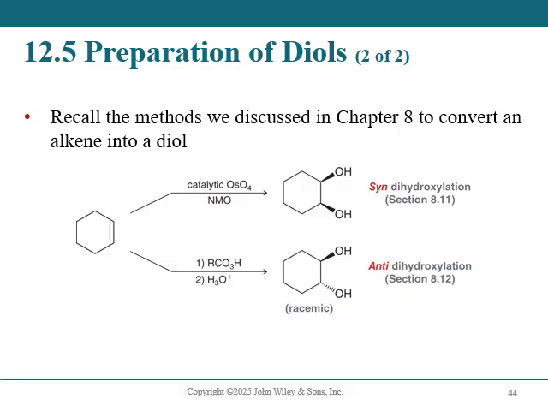In the second reaction, we first form an epoxide using a peroxy acid and then open that epoxide under acidic conditions. Because epoxide opening occurs through backside attack, the overall result is an anti-dihydroxylation. The two hydroxyl groups end up on opposite faces of the ring, giving a trans diol. Notice that one OH is shown as a wedge and the other as a dash.